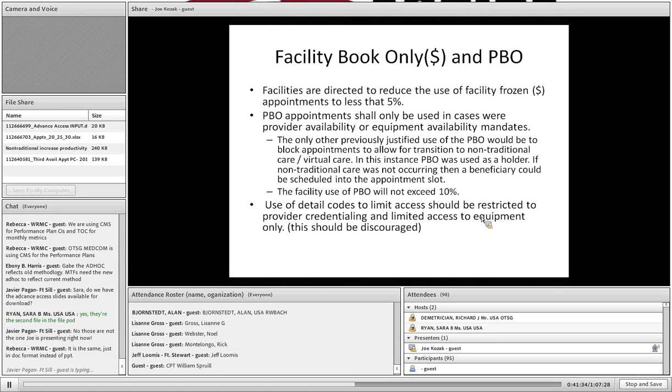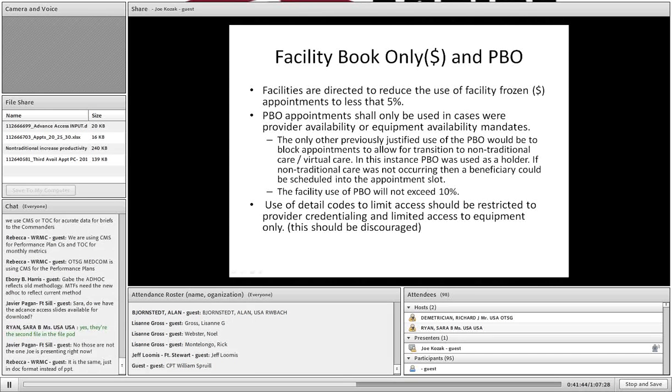You limit the access for the patient. Use of detail codes also limits access. Keep the detail codes down to the bare minimum required for an appointment. There are times where you still need to use them to mark appointments for certain things, but it should be the bare minimum required.